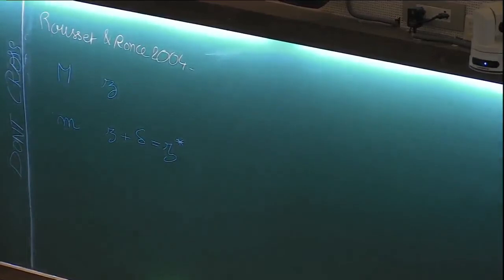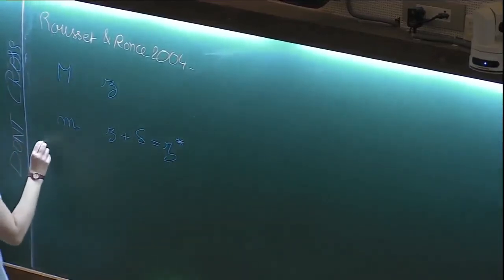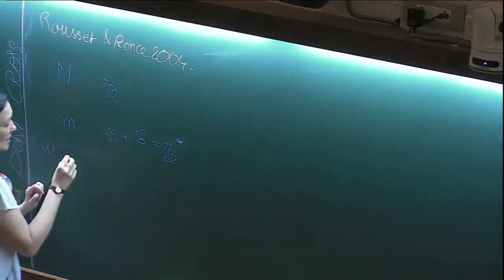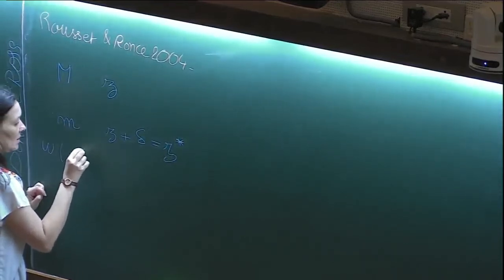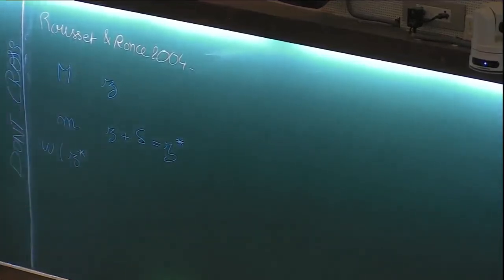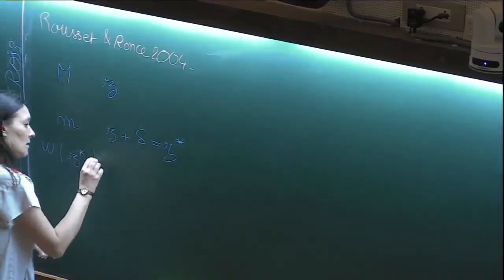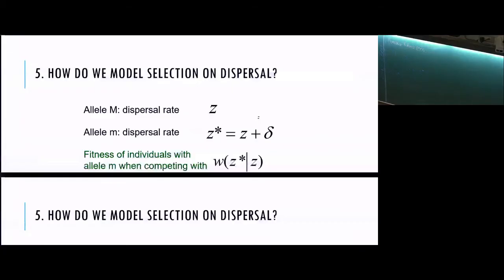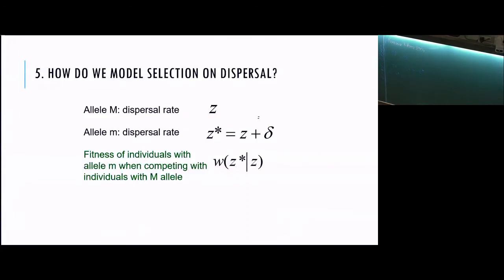And what we want to do is look at, so if we want to predict change in allelic frequencies, we want to look at the fitness of this allele M, having the phenotype Z star. And typically, in models of dispersal evolution, this fitness is dependent on what the other genotypes are doing in the population. So there's not a fitness attached to one genotype. The fitness depends on who you are competing with.